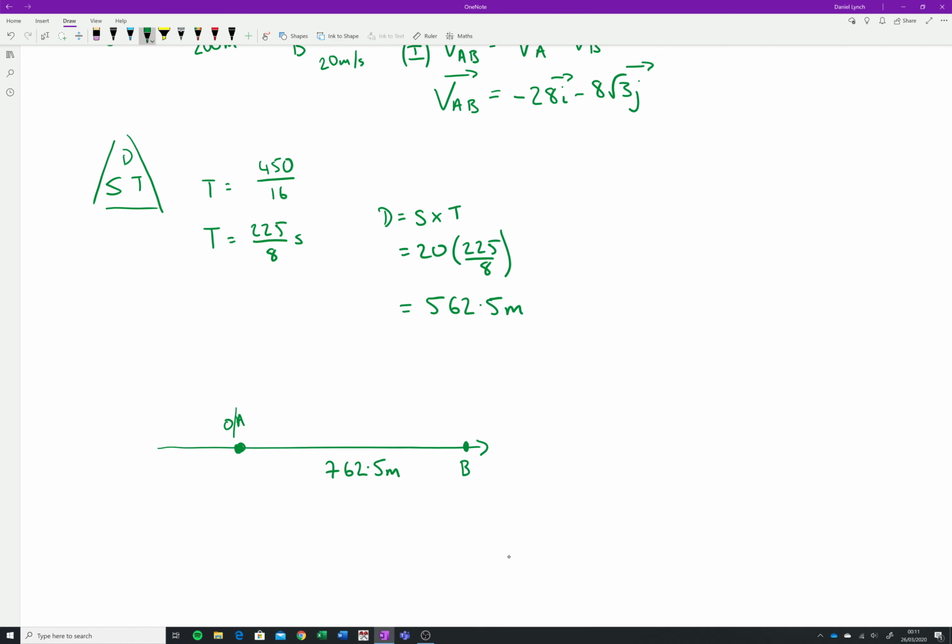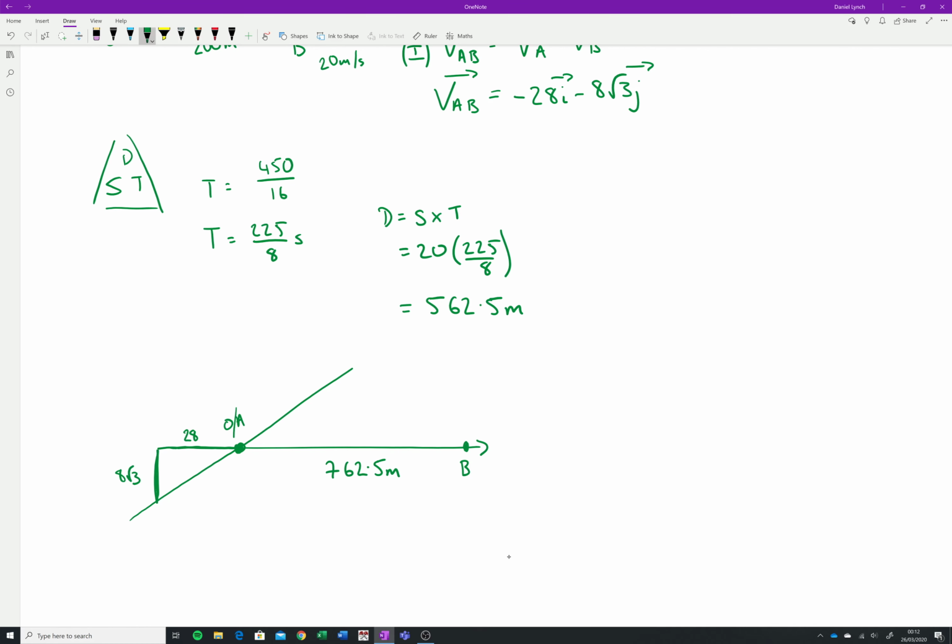And so we actually draw that in. It's moving over 28 and it's going down 8 root 3. So it's doing something like that. What's this thing here? This is going to be 28 right there. This is going to be 8 root 3. Obviously it's moving over to the left, but I'm just saying that's what it looks like.